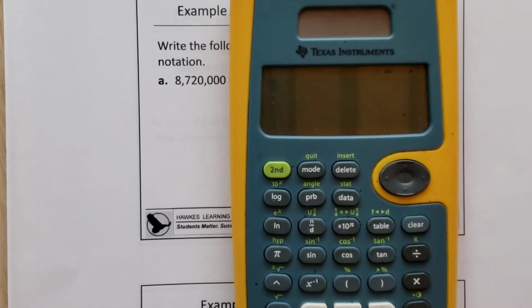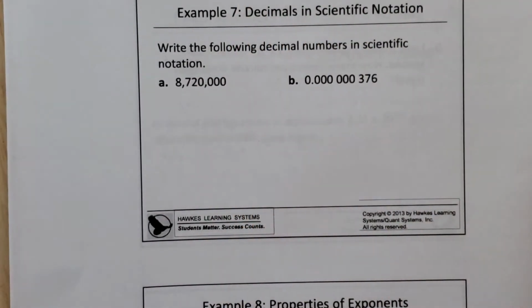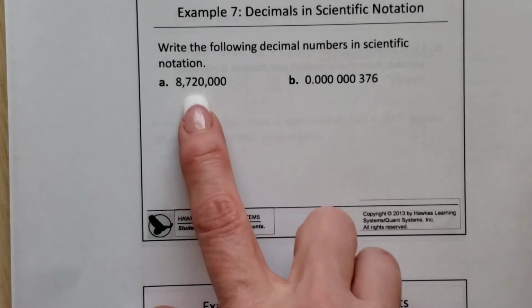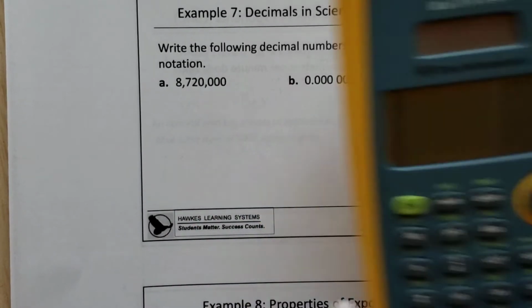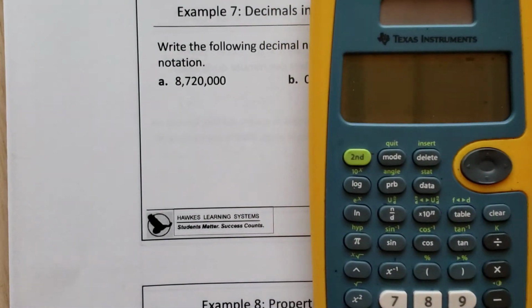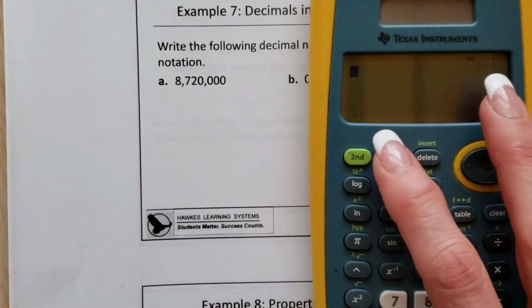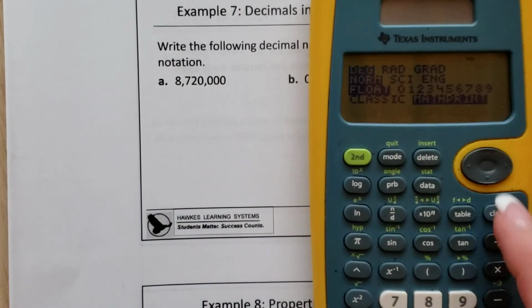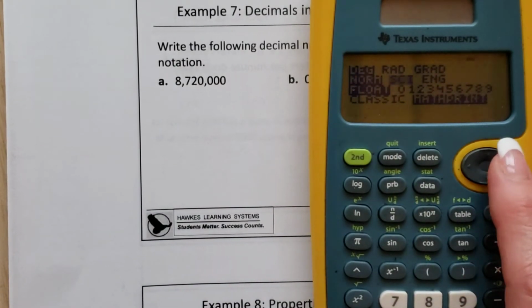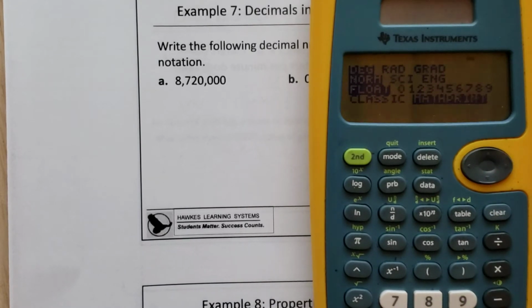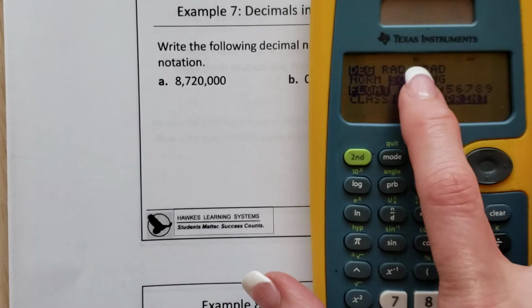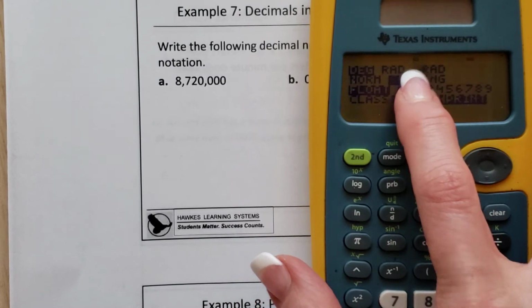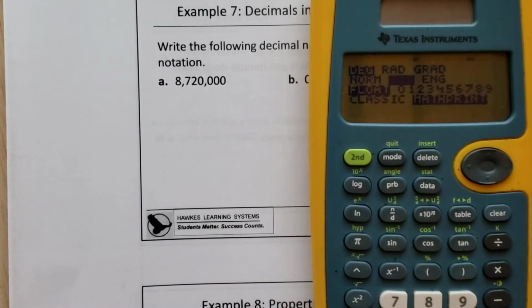So that's how you go back and forth. I'm not done with scientific notation. I want to make these numbers in scientific notation, so I'm going to put my calculator back in scientific notation mode. So I'm hitting mode. I'm keying down to SCI. It's blinking. I'm going to hit enter. My tiny little SCI shows up right there, which tells me I am in scientific notation mode.